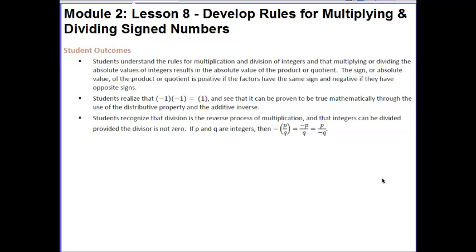Students realize that -1 times -1 equals 1 and see that it can be proven to be true mathematically through the use of the distributive property and the additive inverse. Students recognize that division is the reverse process of multiplication and that integers can be divided provided the divisor is not 0. If p and q are integers, then negative p divided by q is the same as negative p divided by q, or p divided by negative q.